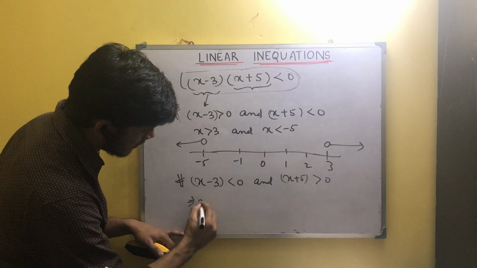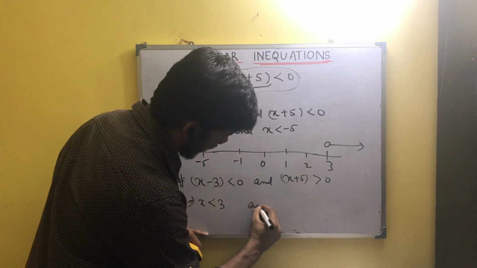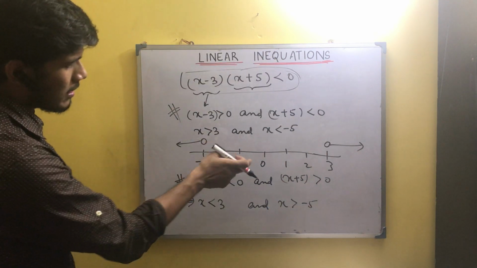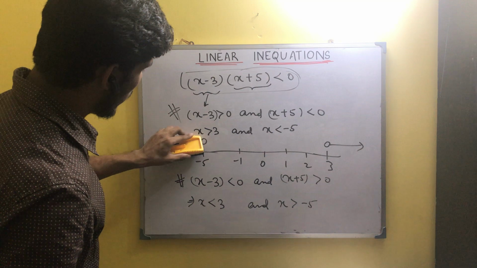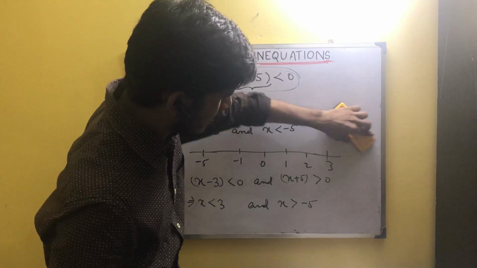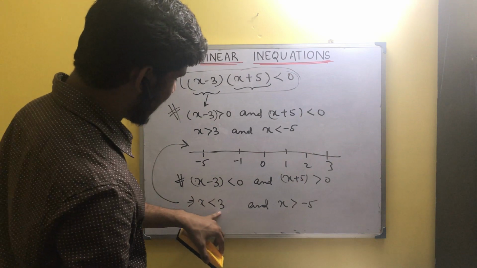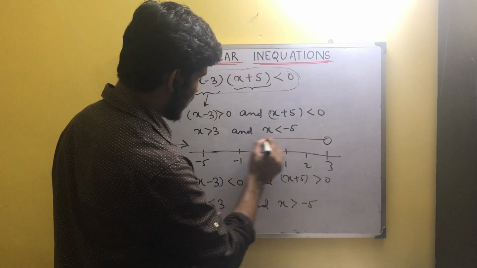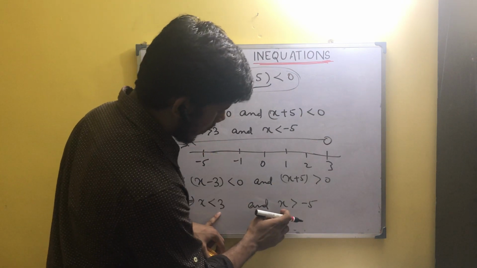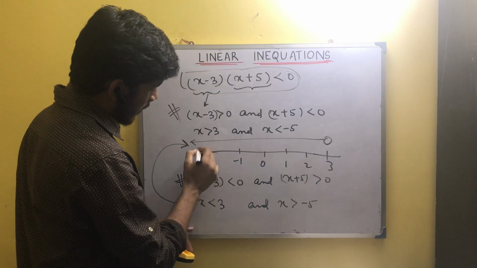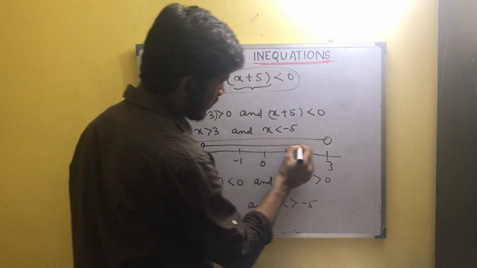Now this says x is less than 3 and x is greater than minus 5. Now if you again see on this same number line, if I represent it here, x is less than 3, exclude 3, go less than 3. Now x is greater than minus 5 in the second part. So it says exclude minus 5, proceed rightward.